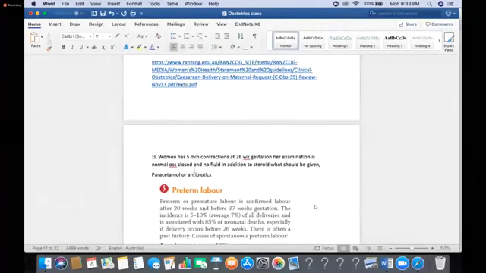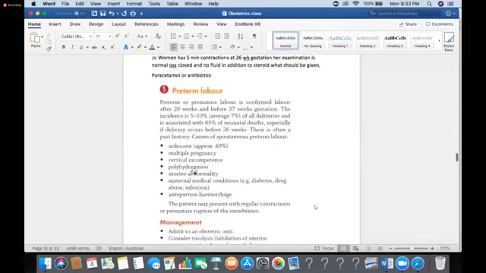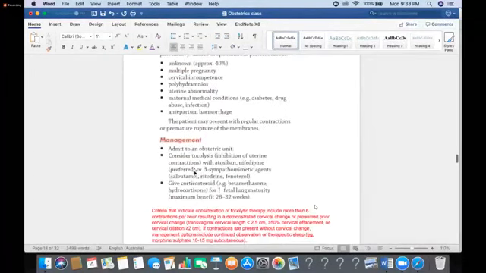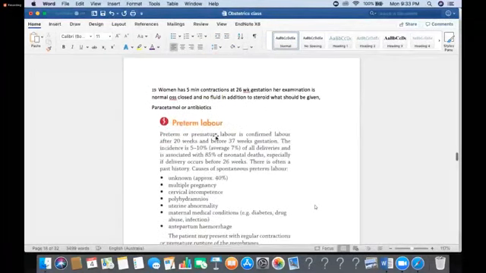Next question. A woman has contractions every 5 minutes at 26 weeks gestation. Her examination is normal. The os is closed and there is no fluid leak. In addition to steroid, what should be given? So, preterm labor. When do you call it preterm labor? When the labor has happened after 20 weeks and before 37 weeks of gestation.